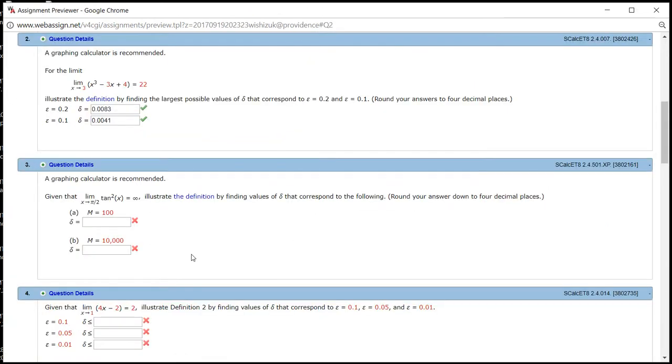It came back, and it looks like we got these delta values correctly. That's it. I hope that this was clear.